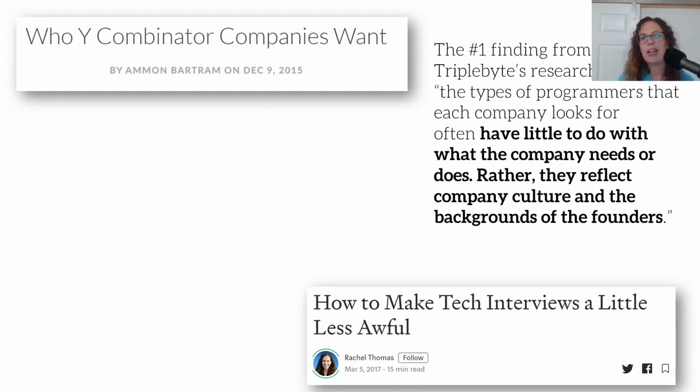And the number one finding from their research is that the types of programmers that each company looks for often have little to do with what the company needs or does. Rather, they reflect company culture and the backgrounds of the founders. They even gave the advice that if you're job hunting, try to look for companies where the founders have a similar background to you.